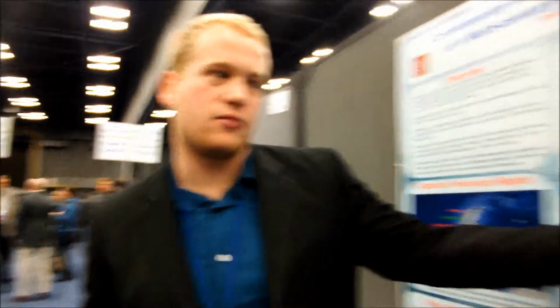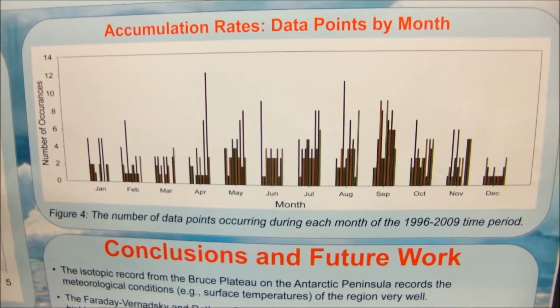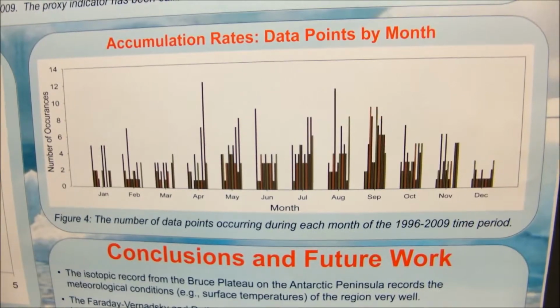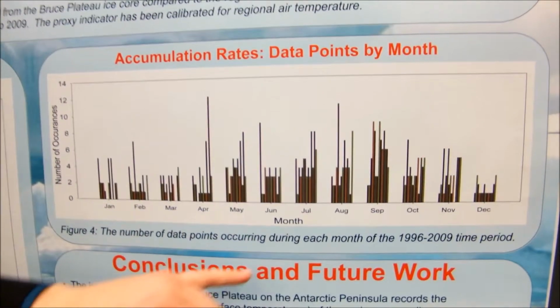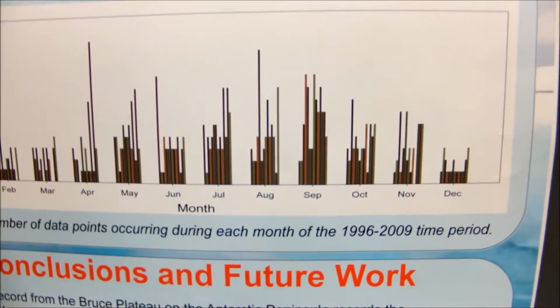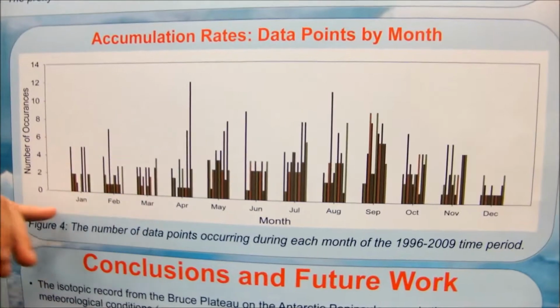So from here, we came up with accumulation rates, because the closer the isotopic values were to each other, the higher the accumulation was. So that's how we came up with this graph right here. And as you can see, it's what we somewhat expected. The highest accumulation rates happened in the springtime, August to October here, and the lowest happened between January and March.